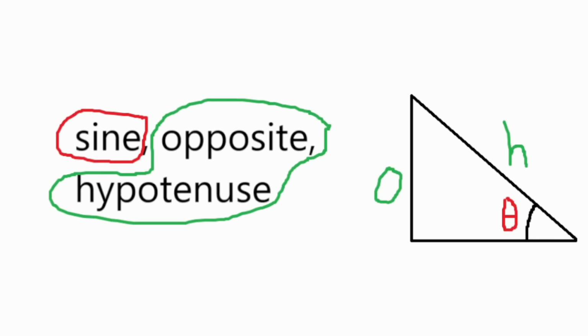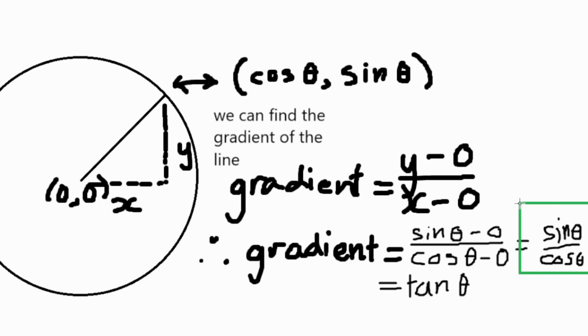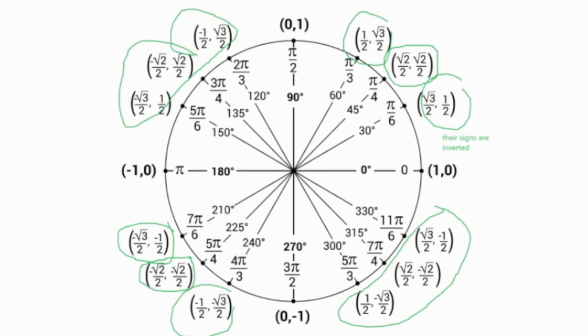Because cos of theta is the x, and sine of theta is the y, and the gradient of a line is defined as the difference in the y between 2 points on the line divided by the difference in the x, this means that we can also find the gradient of this line by simply dividing sine theta by cos theta. I'm going to leave this diagram here for a couple seconds. It's important to notice that the coordinates of the reflected angles are obviously just sign inversions of each other.